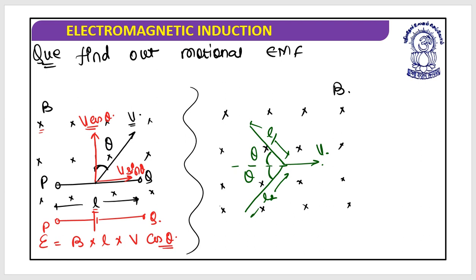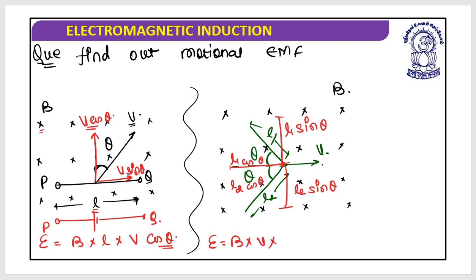So when I say this, what I understand is that this is making an angle theta. So I would look for the perpendicular component. If this one is L1, this should be L1 cos theta, this would be L2 cos theta. So this one would be L1 sin theta, this one would be L2 sin theta. Now motional EMF E would be equal to B into V into effective length. The effective length will be equal to L1 sin theta plus L2 sin theta. I hope this is clear.